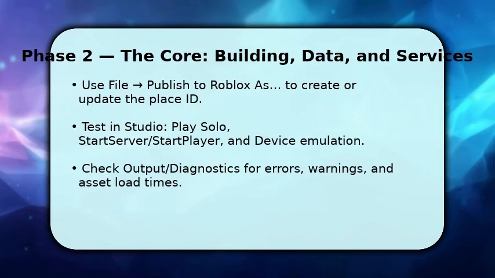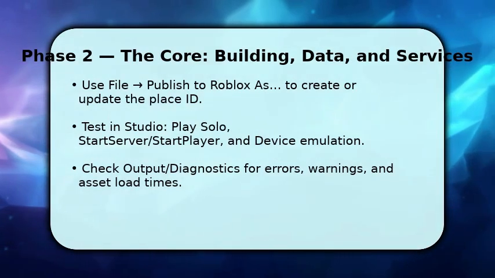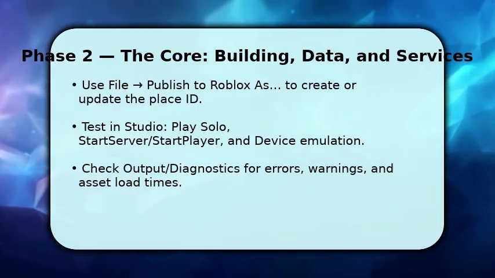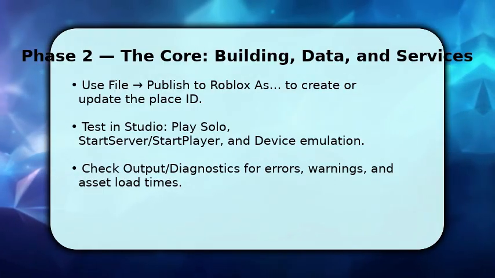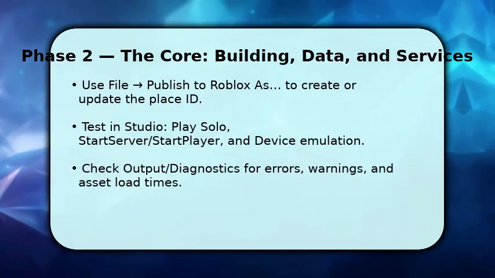Now you publish. Choose File, right arrow, Publish to Roblox as, select the correct place or create a new one, and update the version note so you can roll back if needed.